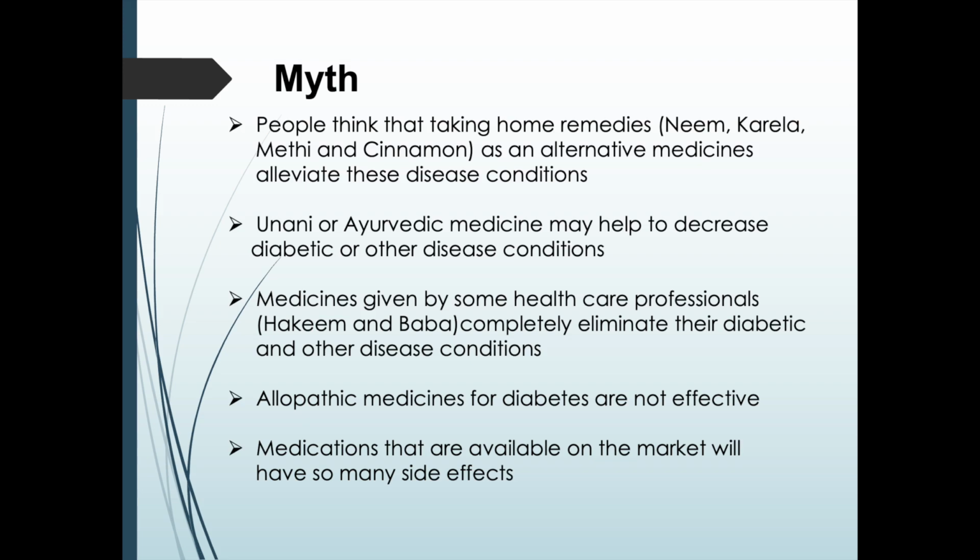They may decrease your sugar level acutely, but they are not going to affect the underlying condition. Again, sugar level will go high, so at that time you have to take medications. So people think that herbs or home remedies can check the diabetic condition. It's not so. And people also say Unani and Ayurvedic medicine will decrease diabetes or other disease conditions. That is also, again, as I said, a preventive measure. But once people reach the diabetic condition, it is difficult to check it with those things as well.